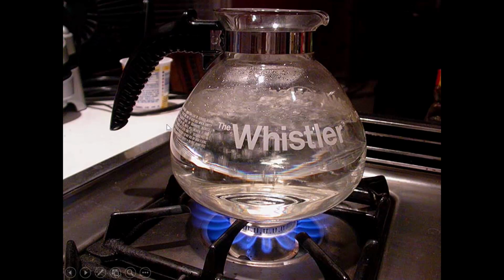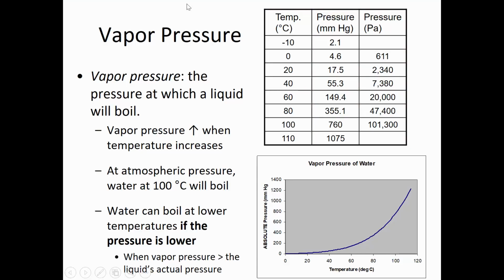Option 2, remember, was to put it in some sort of an environment where the atmospheric pressure surrounding the liquid is really low. So instead of increasing the vapor pressure, what we do is we could leave the vapor pressure alone and just decrease the surrounding pressure until the two are equal, and then it'll start to vaporize.